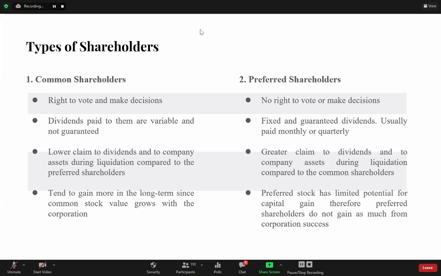This preferred stock has limited potential for capital gain. Therefore, preferred shareholders do not gain as much from the corporation's success. How is that when you know that the preferred shareholders are guaranteed the dividends and the percentage of asset share upon liquidation? So when there is success, they do not benefit. Can you explain? Can you hear me well?